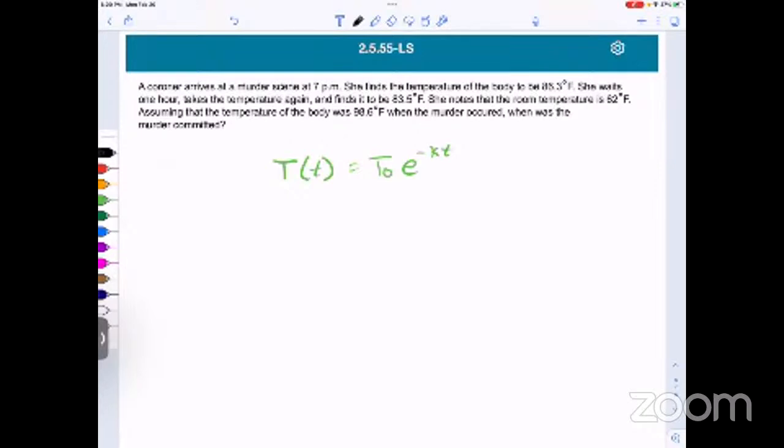Yeah, I'm just gonna let 7 p.m. be, that's the time where she started everything. So 7 p.m., we're gonna let that be, it's been 0 hours. So when she started, the temperature was 86.3 degrees Fahrenheit, okay? Then she waits 1 hour, so 1 hour later, the temperature is now 83.5 degrees Fahrenheit. And again, so 0 represents 7 p.m., okay? Now we got the temperature of the room.